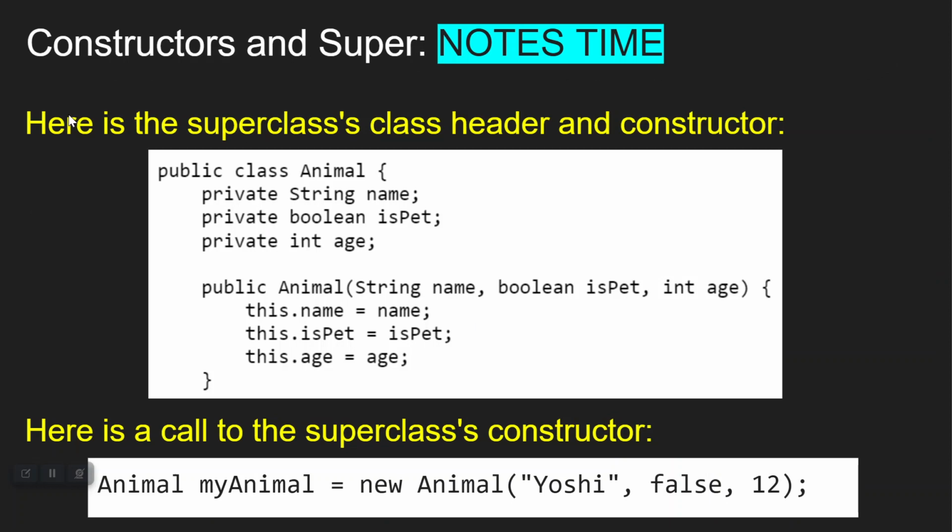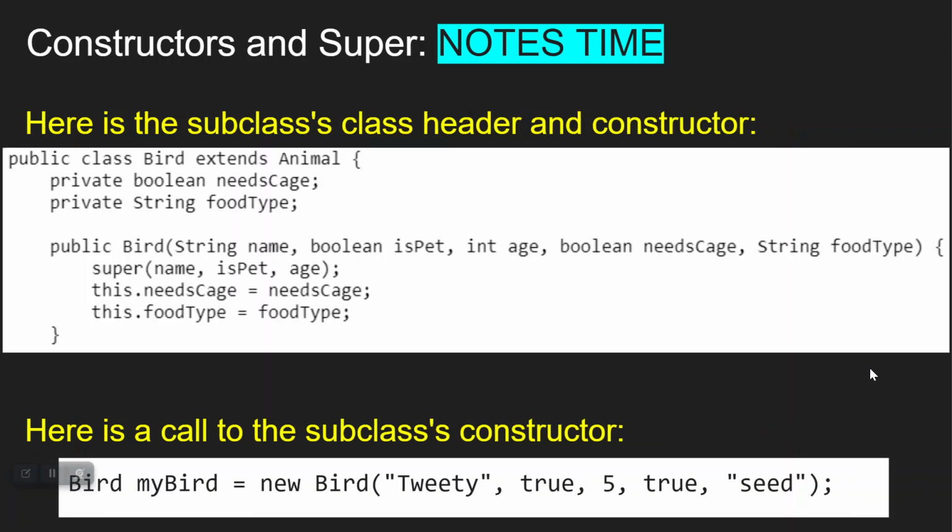So if we break down the code here, here is the superclass's class header and constructor. You've got public class animal and your private instance variables, and then our fully parameterized constructor, public animal, and again, it's got name, is pet, and age. All of the instance variables are being instantiated to be the value of the arguments with this part right here. And then down here is a call to the superclass's constructor: Animal myAnimal equals new Animal, Yoshi, false, and 12. That should be pretty familiar to you guys, should be pretty straightforward.